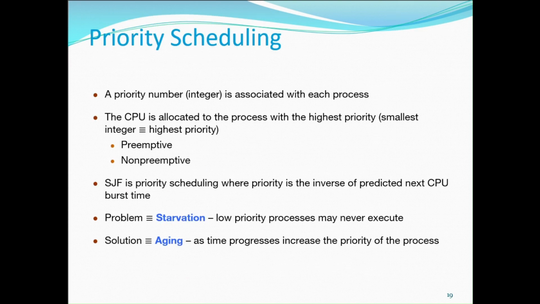Next we are going to discuss priority scheduling. Based on the job's priority, we check which one is executed first in the CPU. We already discussed preemptive, non-preemptive and starvation. Starvation is the problem that a lower priority process may never execute. And aging is increasing the priority of the task as time progresses.